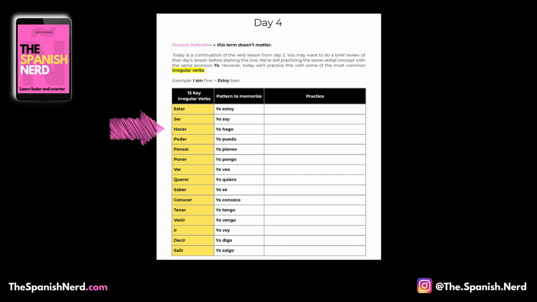Another thing I can mention is notice that sometimes it's not only the ending, sometimes it's the middle of the word. Like, for example, let's go down to the next one. Poder means to be able to. Notice that the O changes. That's an irregularity. You're not saying yo podo, right? You're saying yo puedo. It goes puedo.